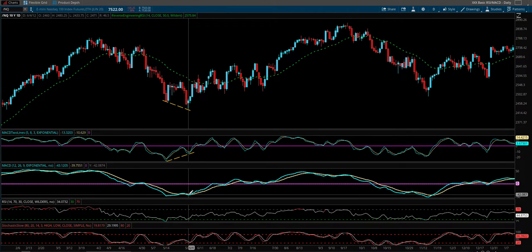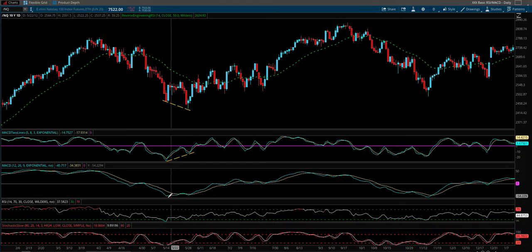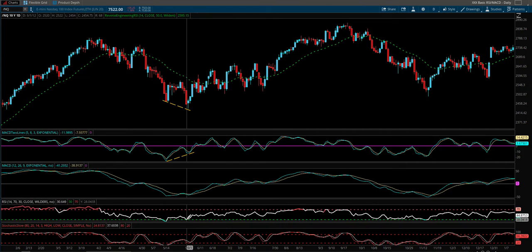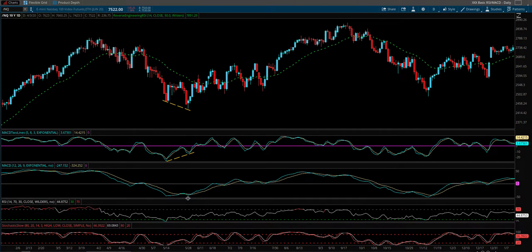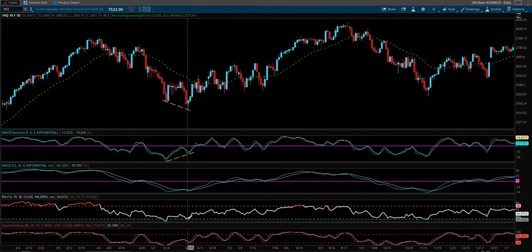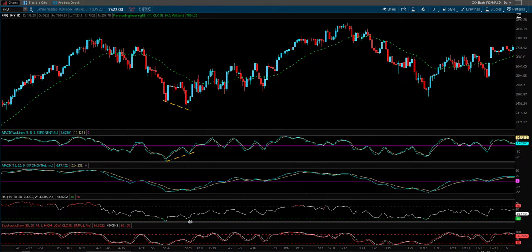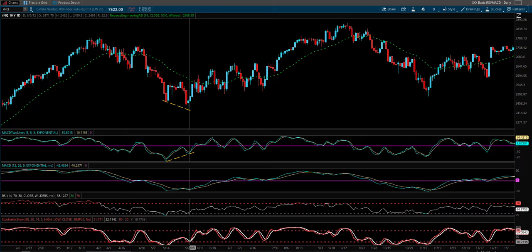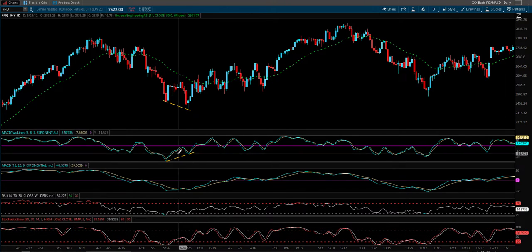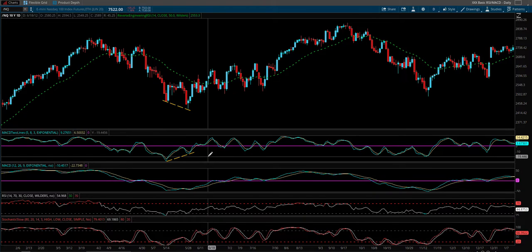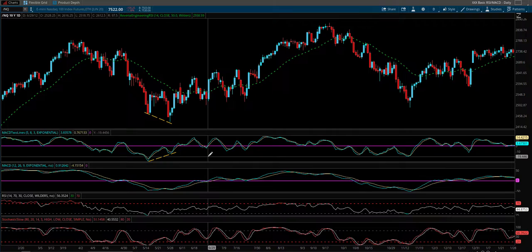You can see here, not really as noticeable, slightly higher. Same thing with the RSI, a little bit, and maybe a little more noticeable with the stochastic. But all in all, like I said, I prefer the MACD. And let's see what else we have here.